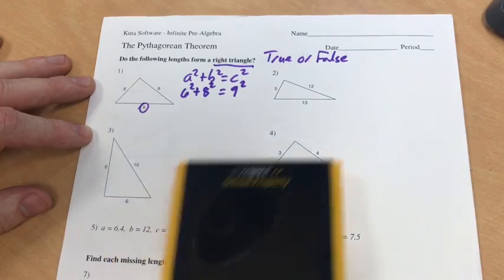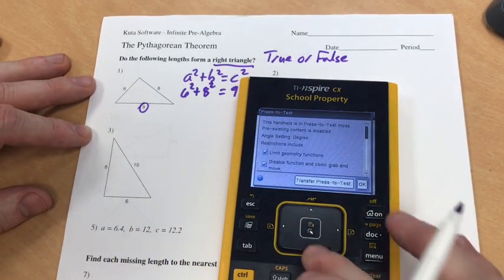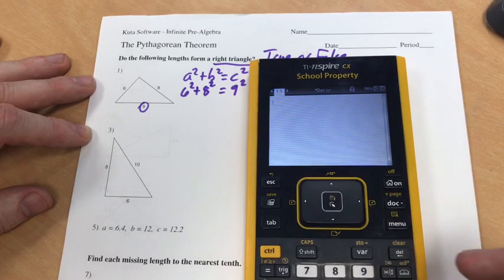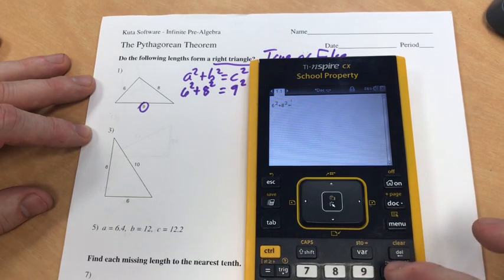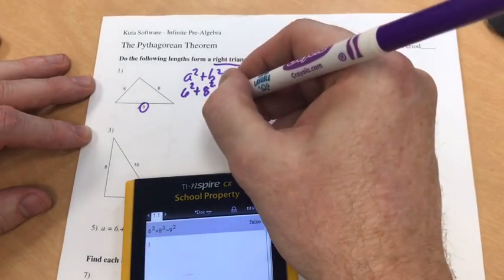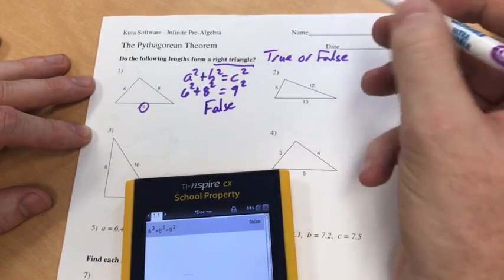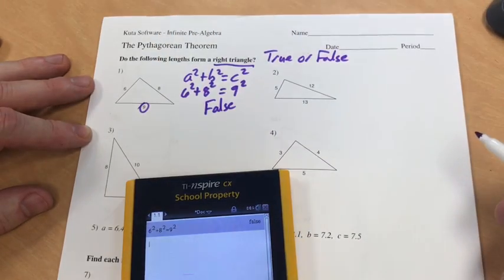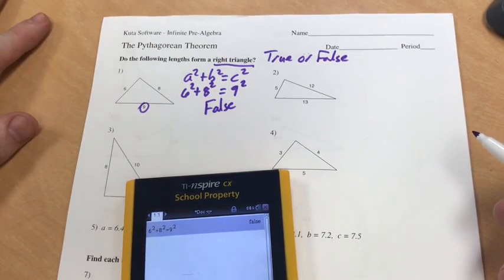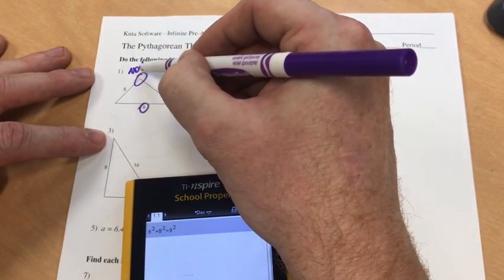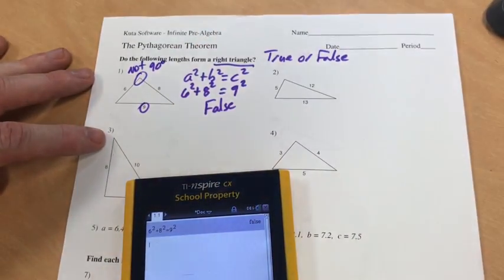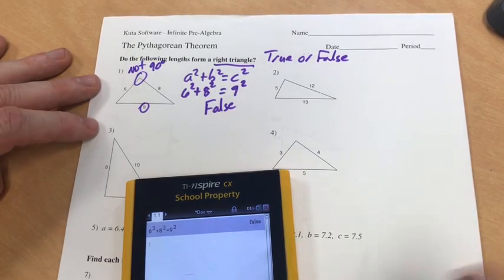So now I'm going to just come to my calculator here, guys, and I'm going to put this in exactly how I've written it. I'm going to put in 6 squared plus 8 squared equals, is right below the control sign, 9 squared. And when I hit enter, it tells me false. So that means this one is not a right triangle. It does not mean it's not a triangle. It just means that this angle right here is not 90 degrees. That's all that this part of the Pythagorean theorem means.